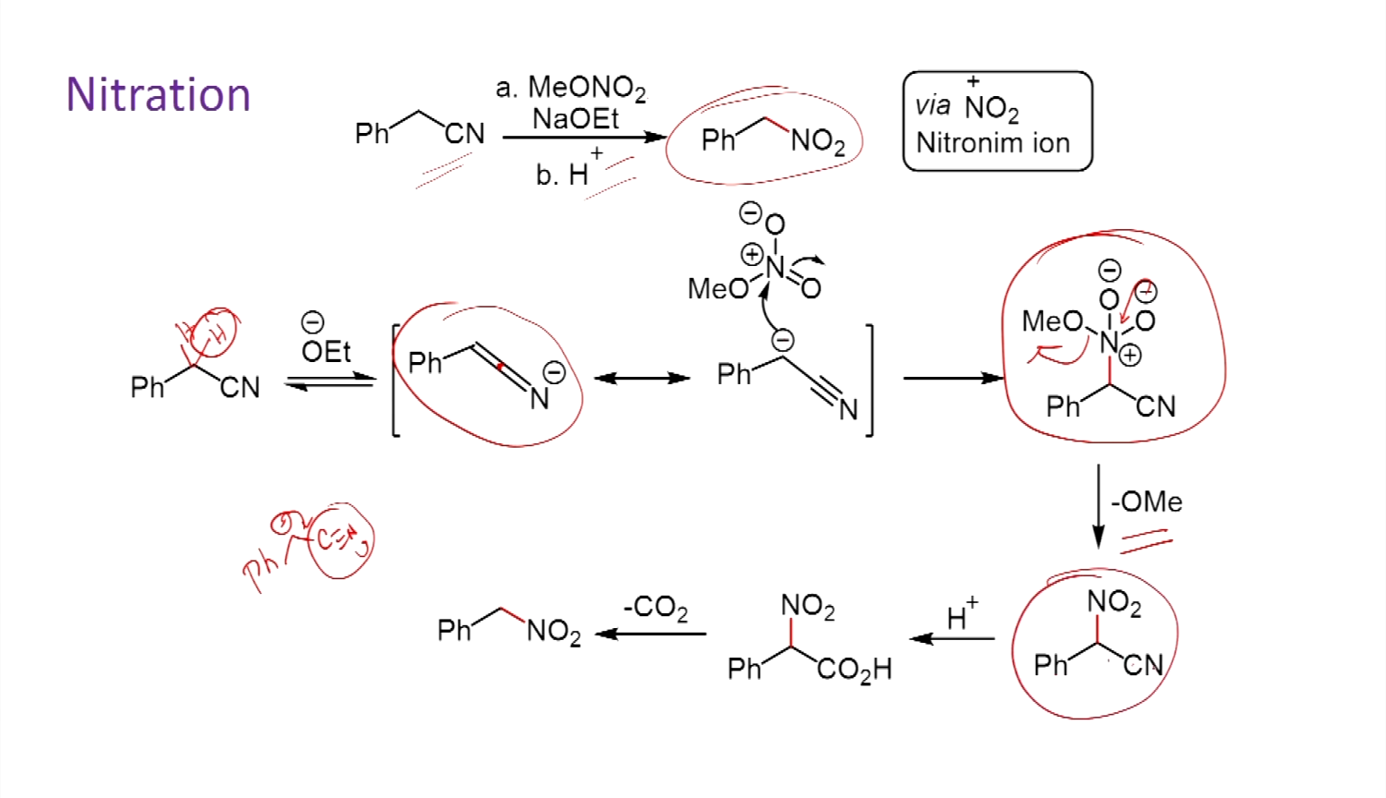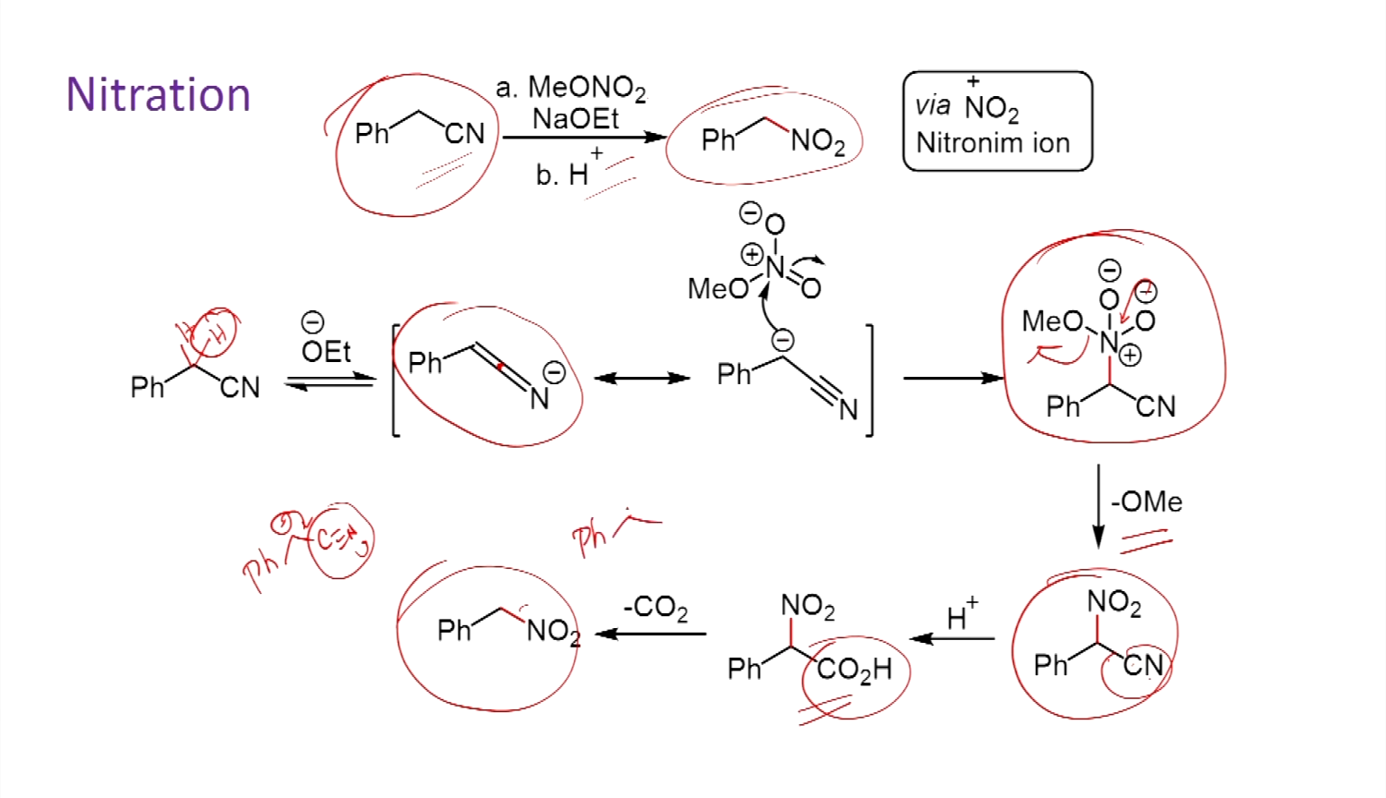Once you form this one, this can be further converted into carboxylic acid, and when you do the decarboxylation, then you can end up with this benzyl nitro derivative. So, if you have the benzyl nitrile compound, you can try to replace the nitrile group with the nitro group as shown. As all of you know very well, we have already studied the hydrolysis of nitrile. If you have a nitrile group in acidic medium, you can readily convert it into carboxylic acid.